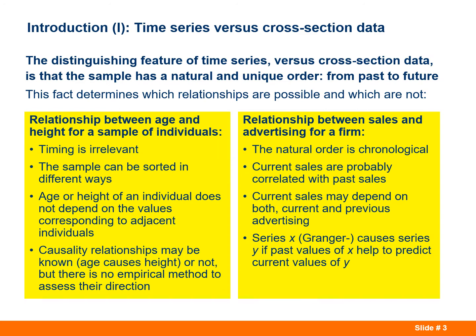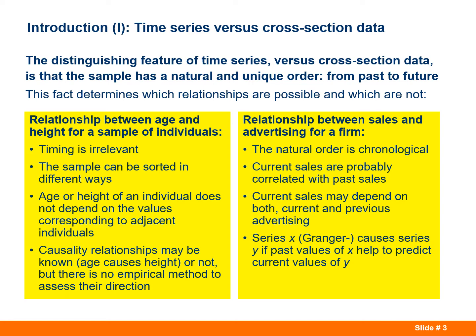First of all, let's discuss the difference between time series and other types of samples. The distinguishing feature of a time series is that each value corresponds to a single date. Therefore, the values are dated and they are sorted according to the dates, so that the sample has a natural and unique order, from past to future. This fact determines which relationships are possible and which are not.